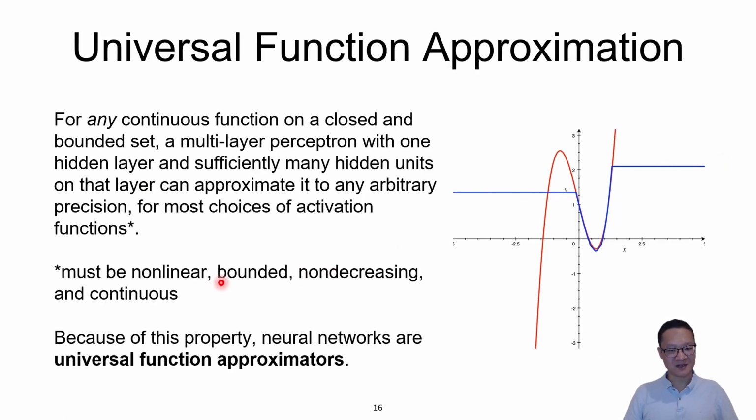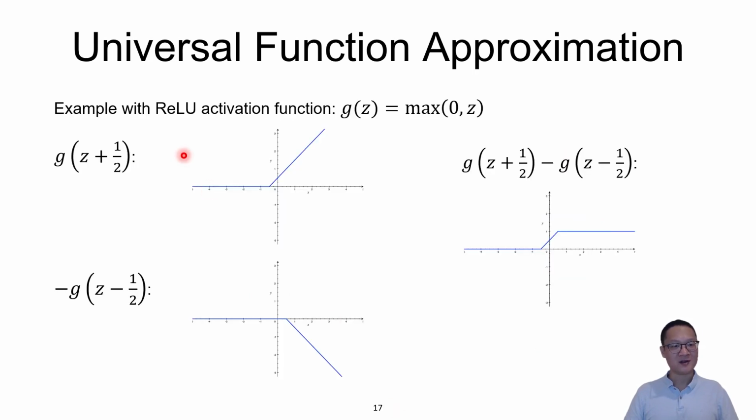Okay, and because of this property, neural networks are called universal function approximators. So we're actually going to show this next. We're going to start with a very simple example. Let's just consider the ReLU activation function. Probably you should do this a bit slowly.